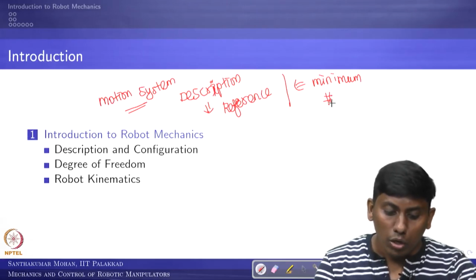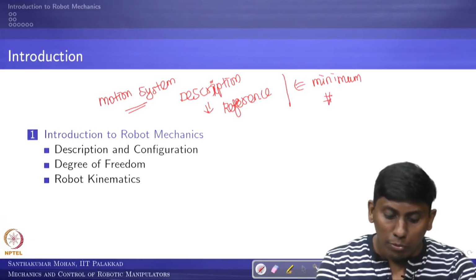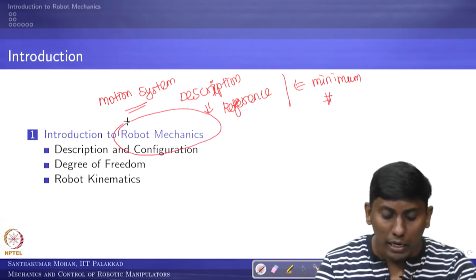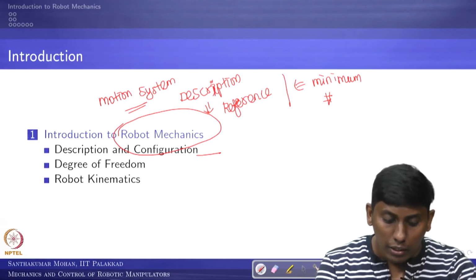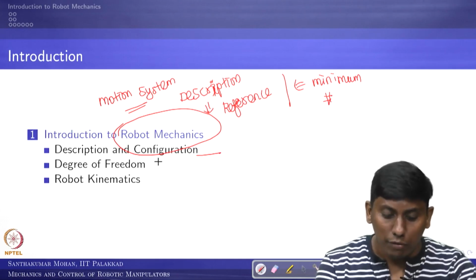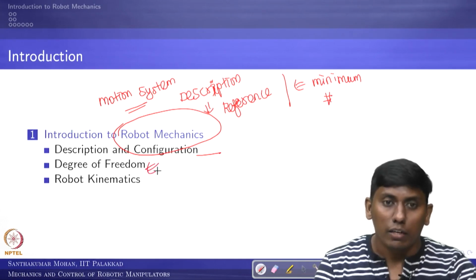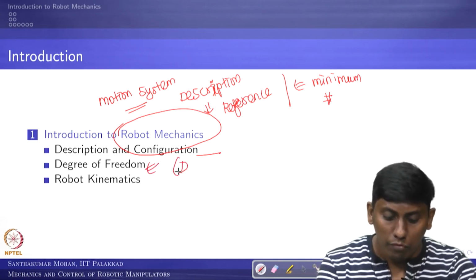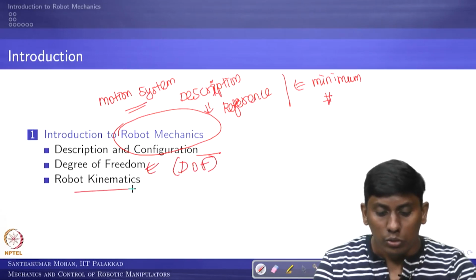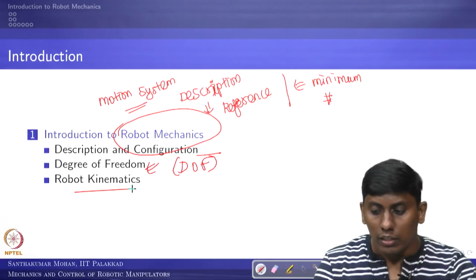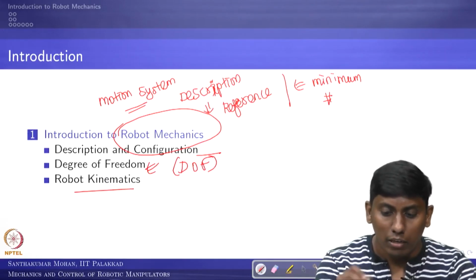In this lecture, we will be looking very specifically at robot mechanics. We'll see what configuration is, what description is, and what descriptions we can see. Finally, we will start with a very simple keyword called DOF, in the sense degree of freedom. Then we end with robot kinematics. So this is what we planned for this lecture. Let us see what we can cover in this.